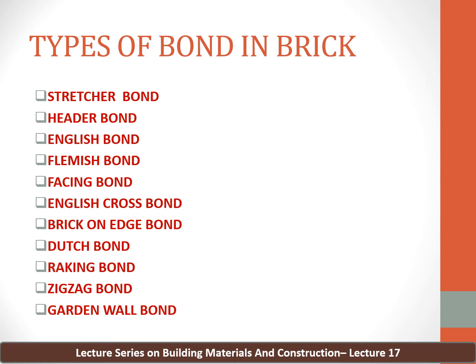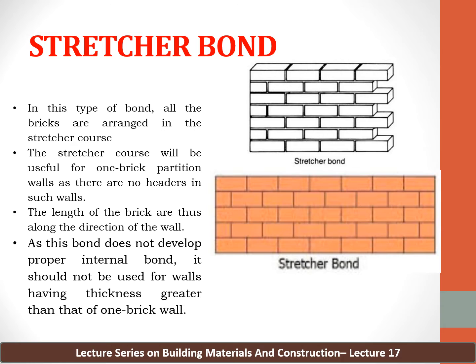So these are the different types of bonds in brickwork: stretcher bond, header bond, English bond, and Flemish bond. So these are the different types of brick bonds in brickwork. So first one is the stretcher bond.